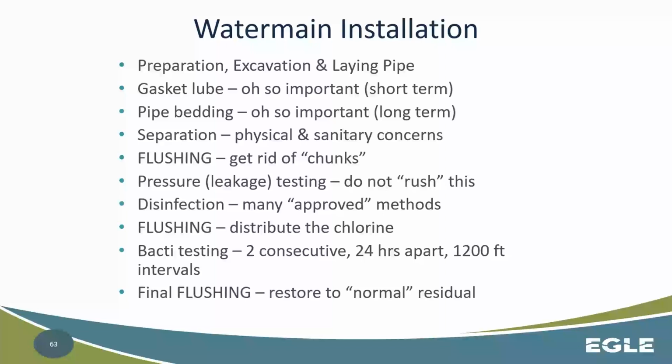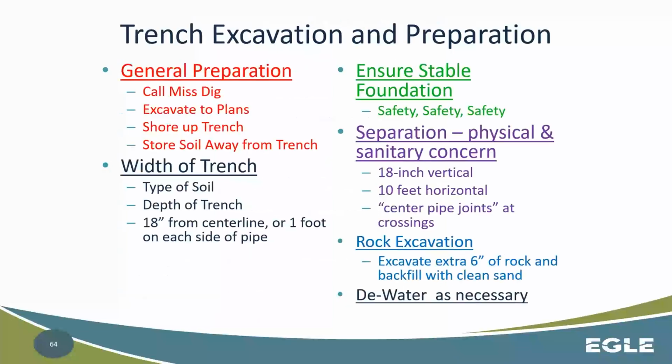Should be at every 12-inch or 1,200 foot interval, and should be at every branch, every end of the water main. Okay. And then, lastly, doing that final flushing until normal residuals are met. Okay. So that's just the general overview, but we'll cover these in more depth in a moment.